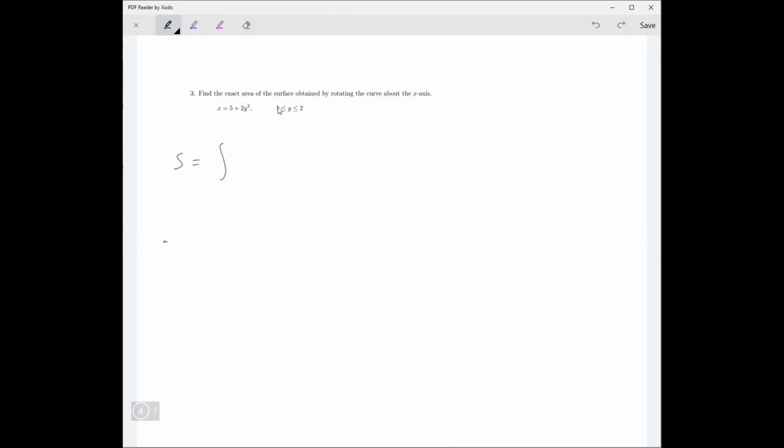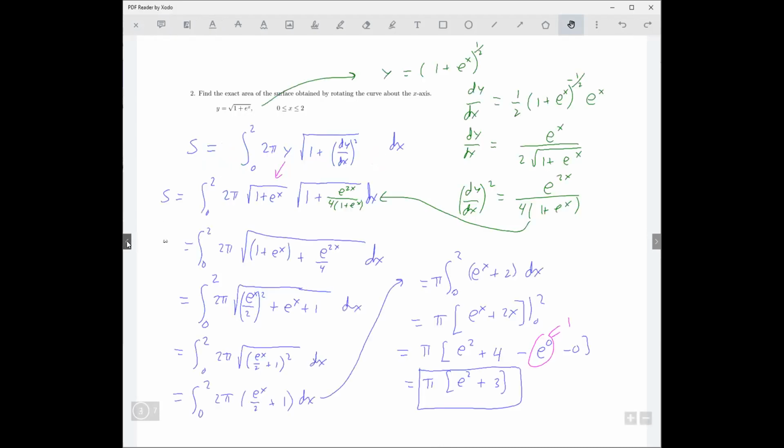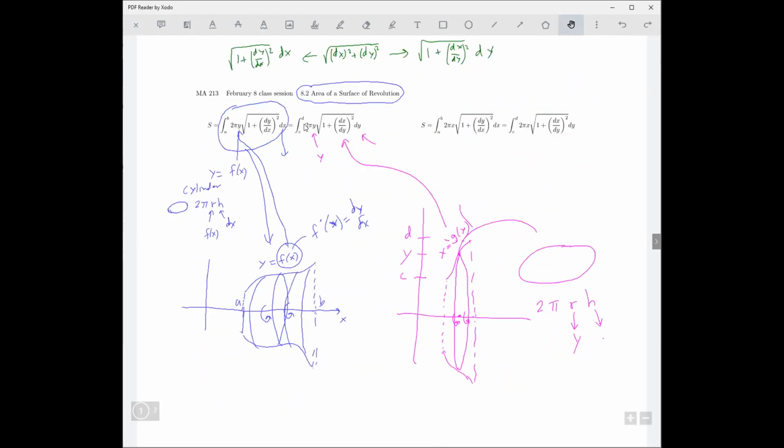Okay, so you're integrating on y, and y is going from 1 to 2. So that's going to be dy there. And you have 1 plus, and then this is in terms of y also. So you've got dx/dy squared, and then 2 pi y right there.